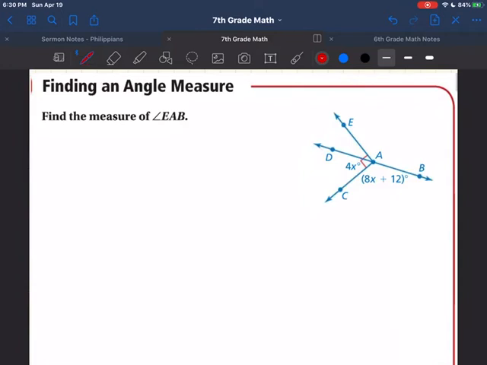Okay. This one looks fun. Okay, so find the measure of EAB. So I want to know this. Okay, so this looks fun. Huh. Okay. So what do I know? Let me get my eraser. I know that this and this added together are 180. I do know that. I know that this plus this are 90.